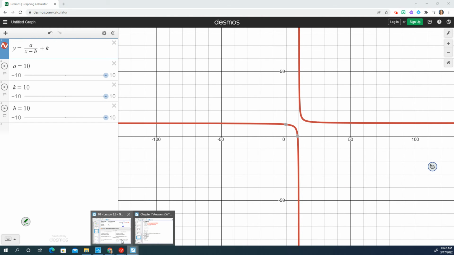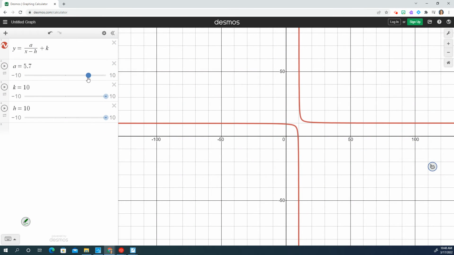Now reflective hyperbola. Now do it the other way. Okay, now reflected.